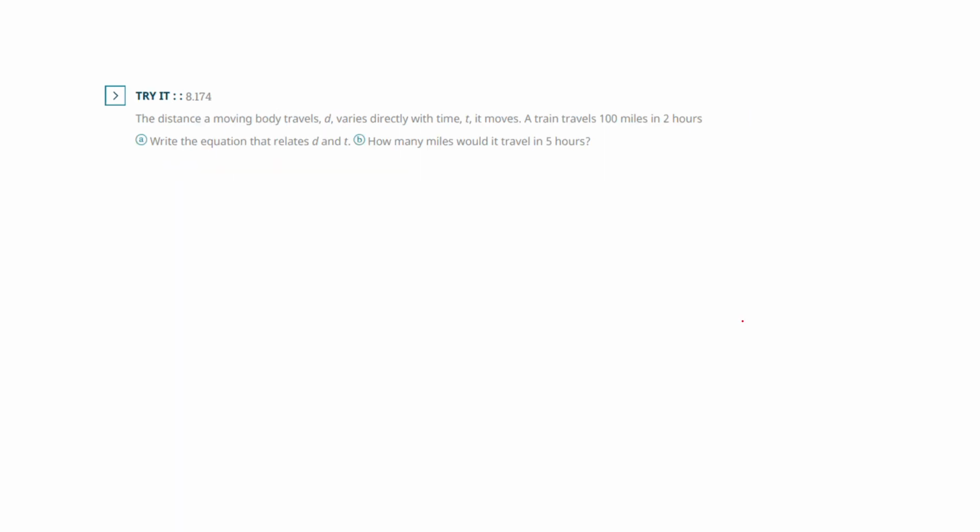All right, same thing here. The book is great here. It's got a ton of examples. This gets a little repetitive sometimes, but we'll work them here. So distance is directly changing with time in this problem. So a train goes 100 miles in 2 hours. So to solve this, we would just divide both sides by 2. I'm going to get K is 50.